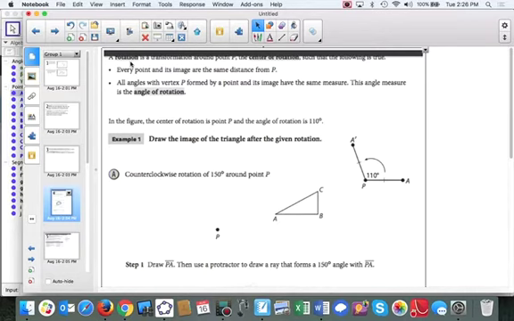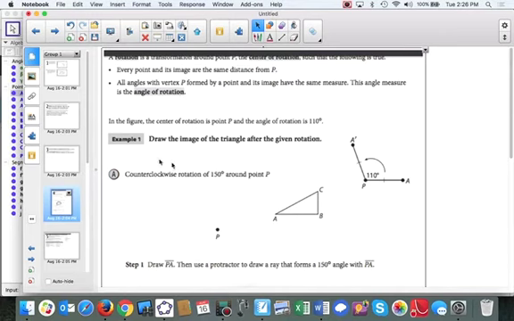By definition, a rotation is a transformation around a point P, the center of rotation, such that the following is true. Every point and its image are the same distance from P, we already talked about that, and all angles with vertex P formed by a point and its image have the same measure. And we call that angle the angle of rotation.